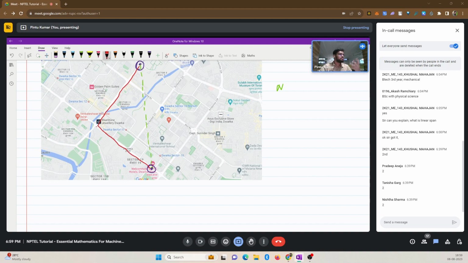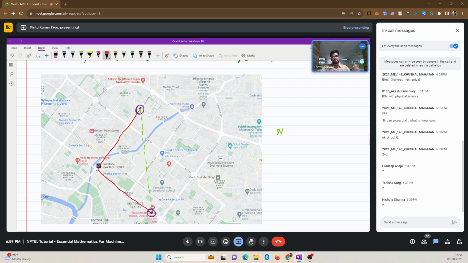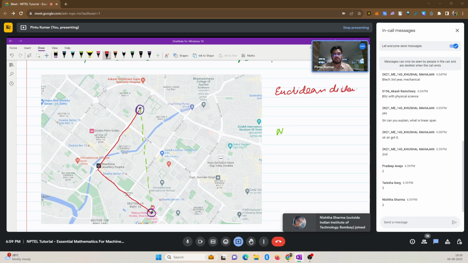So this is the motivation behind metric spaces. What we want to do is define distances that generalize the definition of Euclidean distance. So we will do that. Before doing that, let's look at what this distance over here would be.